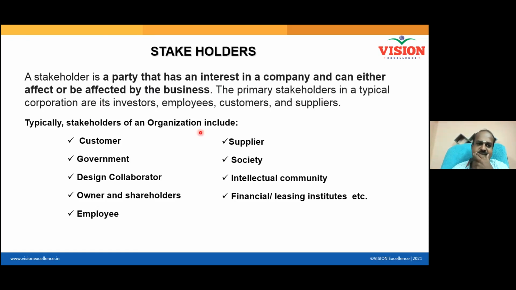The primary stakeholders of a typical corporation are its investors, employees, customers, suppliers, right? These are the things you can see: the customer, government, design collaborator, owners, employee, shareholders, suppliers, society, intellectual community, financial leasing institution, the bank that has provided you the fund. And now tell me, suppose you are working in a company XYZ, which is conducting this kind of training program, can you figure out the stakeholders here?